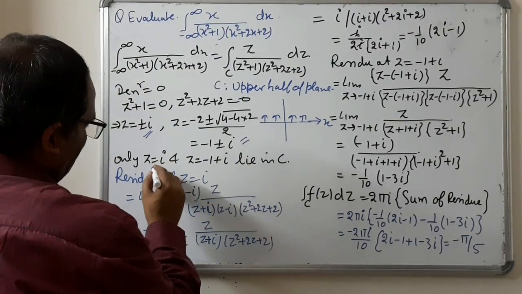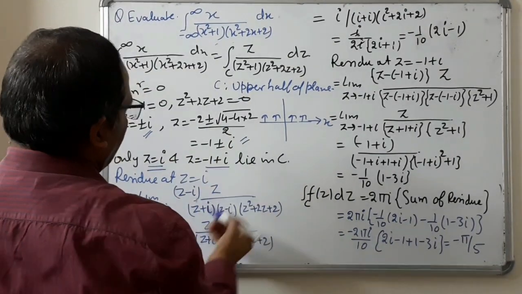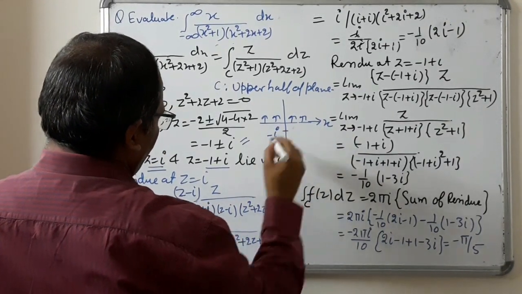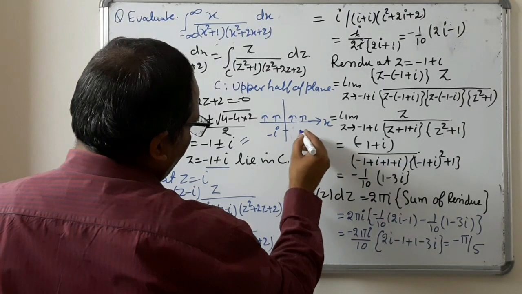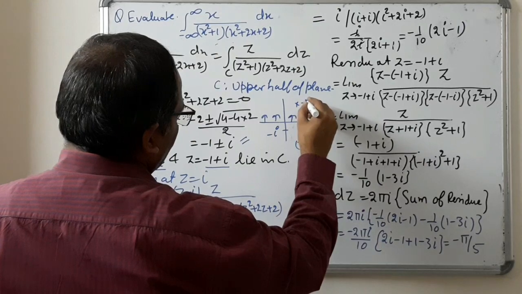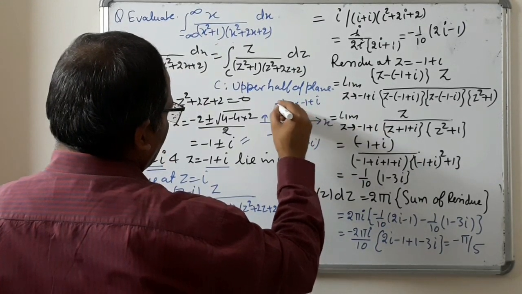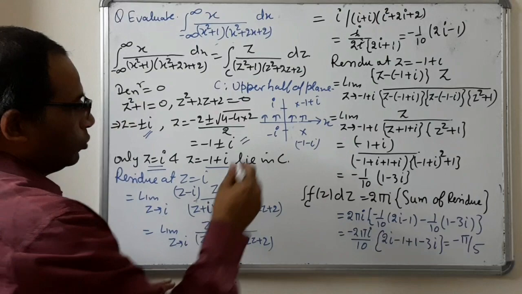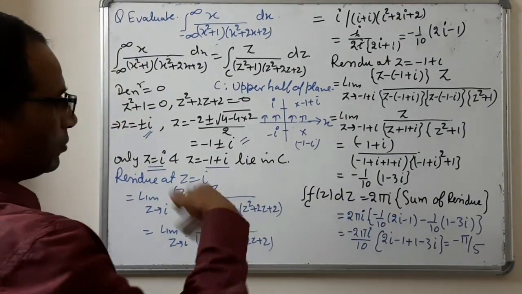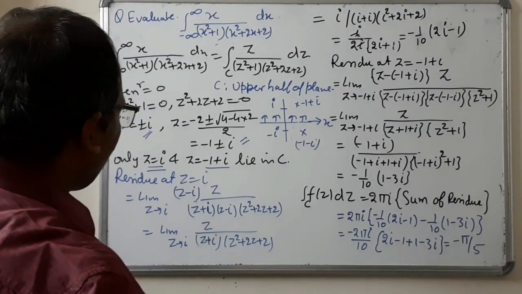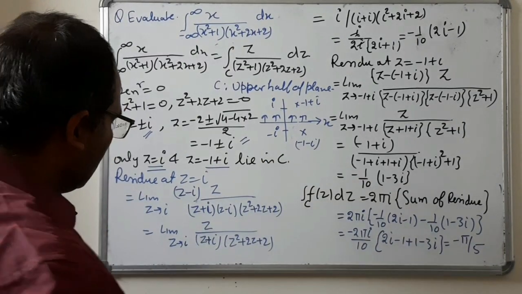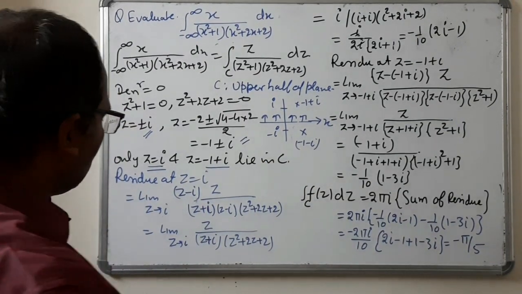So in this we get only z equal to i and minus 1 plus i, because z equal to minus i will be somewhere here, and this minus 1 minus i will be somewhere here. Minus 1 minus i, and here is minus 1 plus i, and something here is i, like this. So the two singularities i and minus 1 plus i lie in this given region, and the other two singularities are outside the region. So we have to find the residue at z equal to i and z equal to minus 1 plus i. First we find the residue at z equal to i.